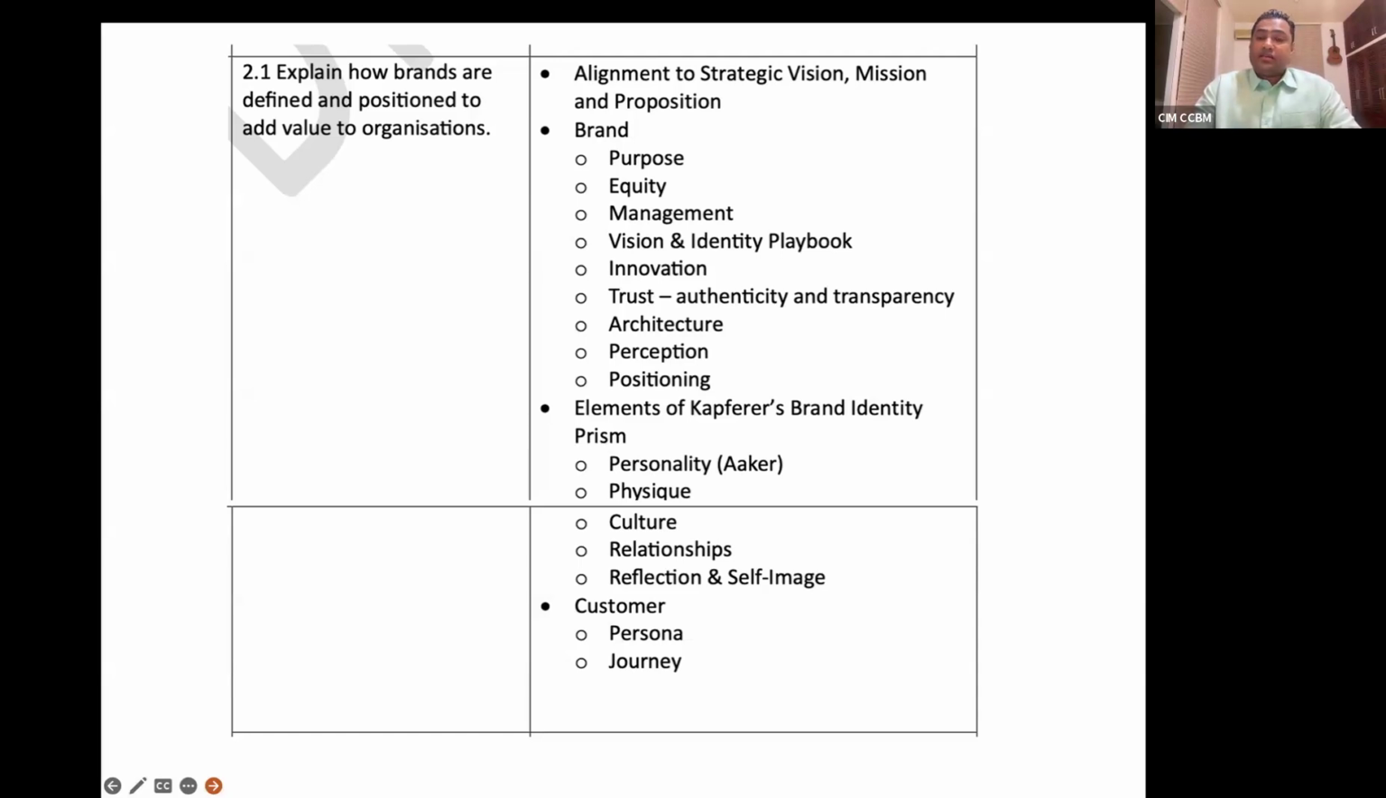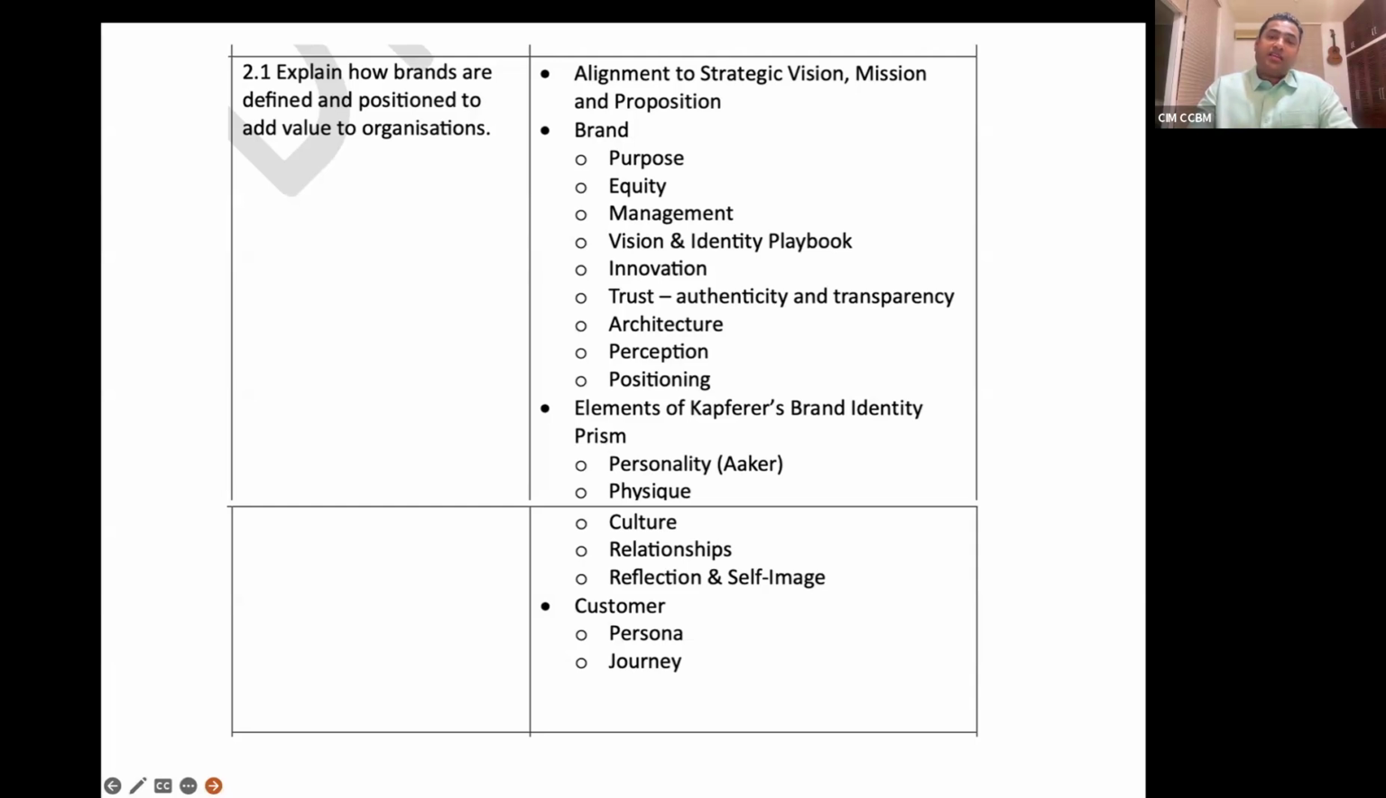Then when we look at branding, we're going to look at a host of meanings, from what do you mean by a brand's purpose? And we're going to look at many international examples. What is brand equity? The value of the brand, management, brand vision and brand identity, brand innovation. We're going to look at the importance of trust in terms of the authenticity of the brand and the transparency of the brand.